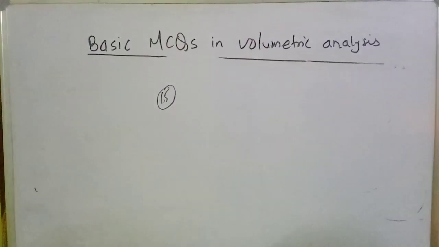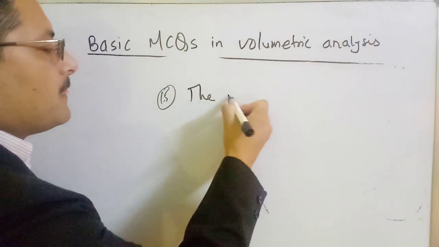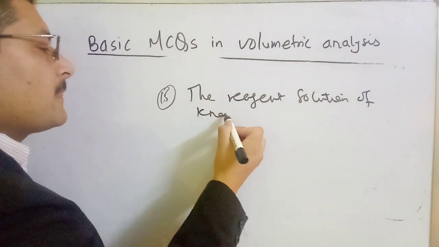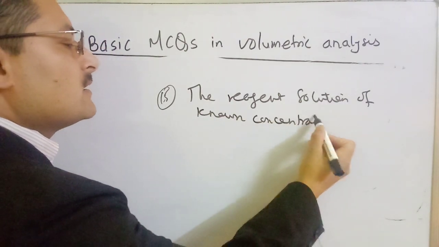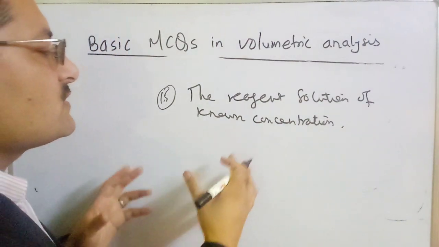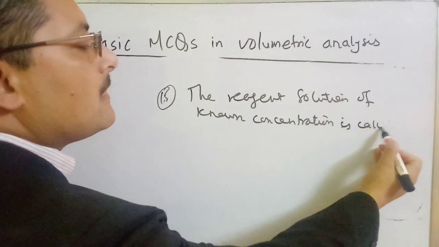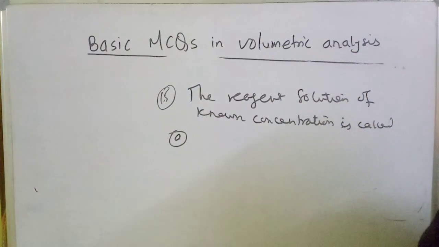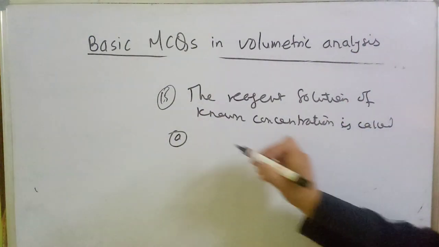Okay, in number 15, we are going to know about the reagent solution whose concentration is known. In the titration you use one of the solutions as a known solution and the other as an unknown solution. The reagent solution of known concentration is called, so you can call it as, number A, the reagent whose concentration is known as titrated.